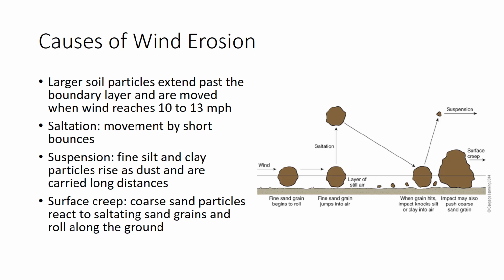Saltation, or short bounces of fine sand, triggers wind erosion. Fine sands are large enough to protrude above the boundary layer, but small enough to be picked up by the wind. Surface creep and suspension both depend upon the impact of fine sand and saltation.